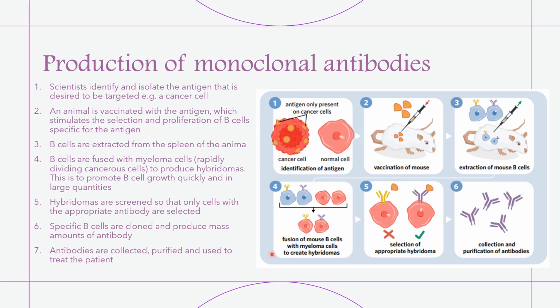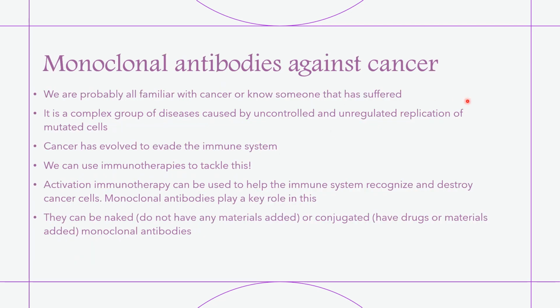So this is also demonstrated in this diagram here. We isolate the antigen, we vaccinate a mouse, we extract their B cells, we fuse them with a myeloma cell, and then we mass produce the antibodies that we are after. So what can we do with these antibodies? There's a couple of different things that we can do with these antibodies, and I'm going to give you two different examples of what they are.